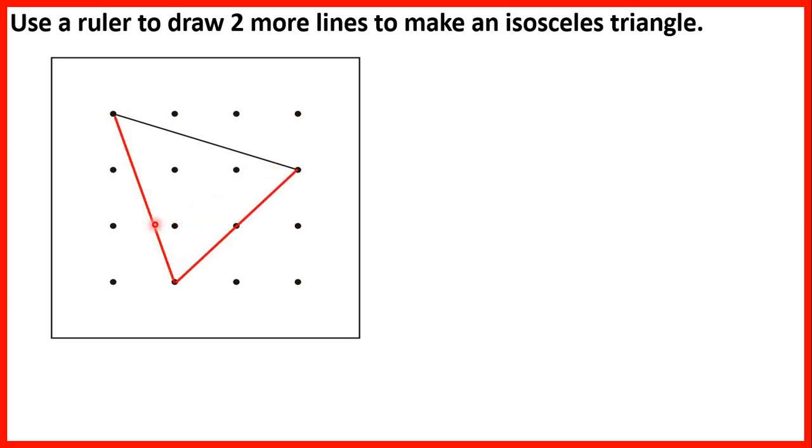Or we could draw our triangle like this. That way, we have this line here and this line here being the same length, and this angle here and this angle here being the same size, and again you can see that we have our line of symmetry down the middle.